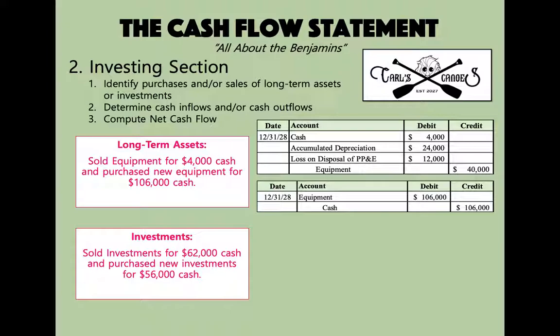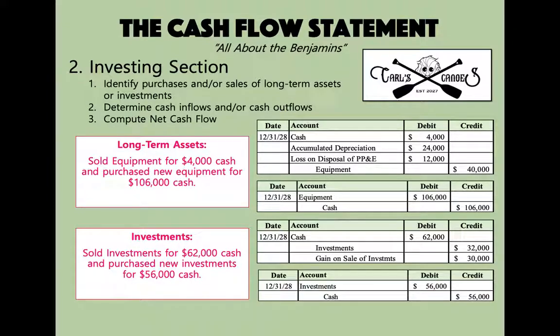As far as investments go, investments are when we purchase or sell other companies' stocks or bonds or things that we have purchased as an investment mechanism. And so if we sold investments for $62,000 cash and purchased new investments for $56,000 cash, we have these 2 entries. Cash was received, $62,000 debit. We got rid of the investments we purchased for $32,000, and we had a gain on the sale of $30,000, which, again, we had to remove when we put together the operating section. The investments we purchased for $56,000 would be recorded as in the last journal entry.